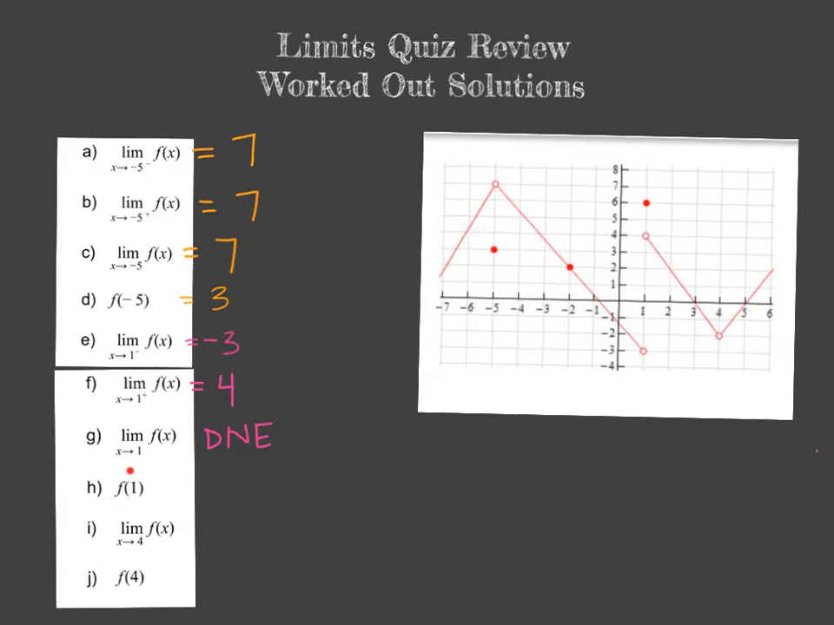All right, what is f of 1? What is the y value when x is 1? When x is 1, our y value is up here at 6, because we have the coordinate point 1, 6. And the last two are asking us about when x is approaching or equal to 4.